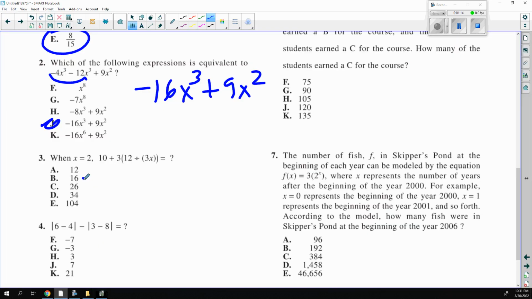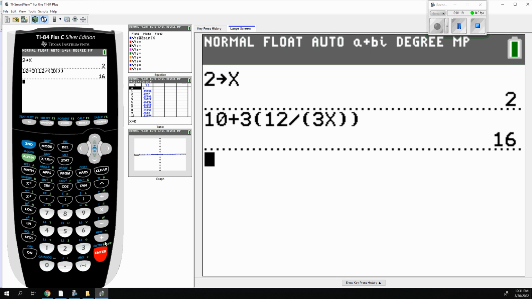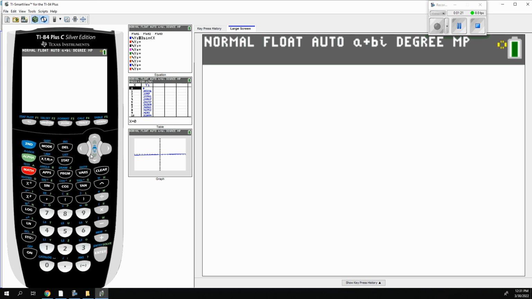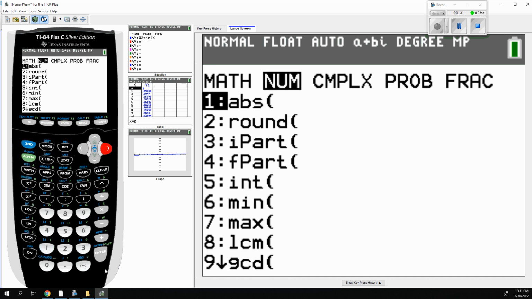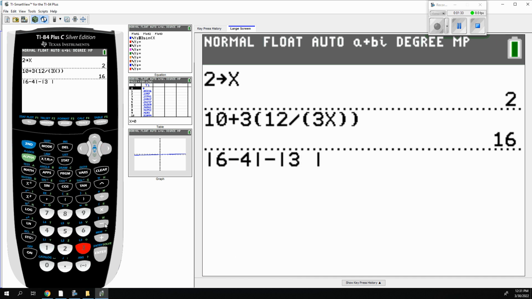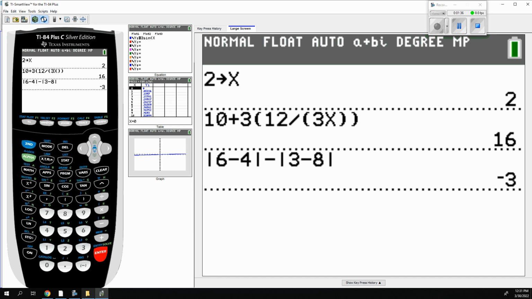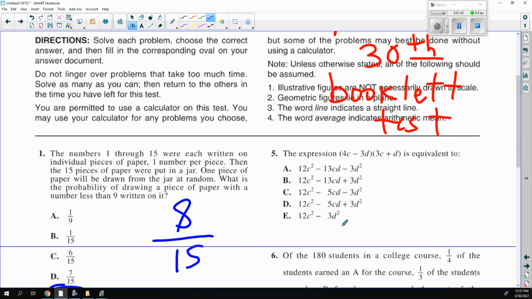This is an abs, 6 minus 4, and 3 minus 8. Abs 6 minus 4, minus abs 3 minus 8. And the answer is negative 3. G.